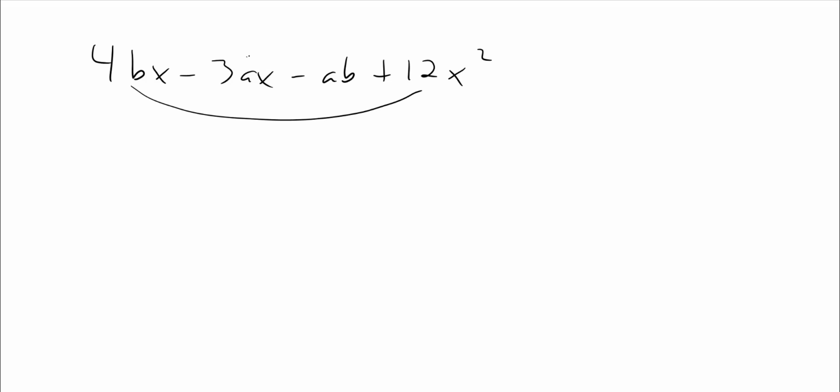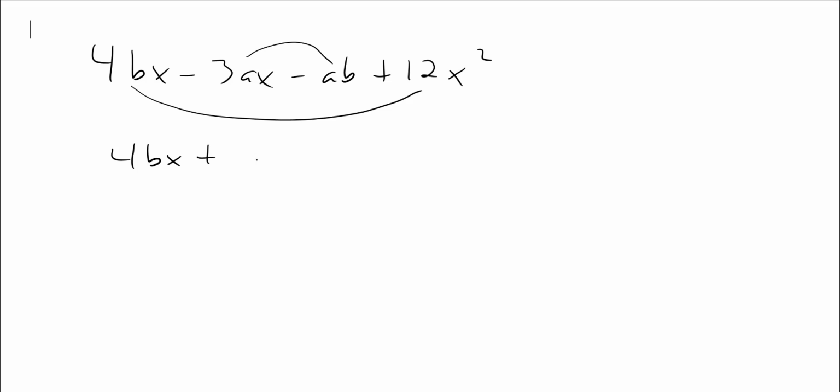Let's see, 4bx minus 3ax minus ab plus 12x squared. Okay, so what do you want to group together? Let's do these. How about that one and that one? All right, because that one's got x and x, and the other has a and a, and that's a good grouping. You really can't make a mistake. As long as you look for greatest common factor, you're good.